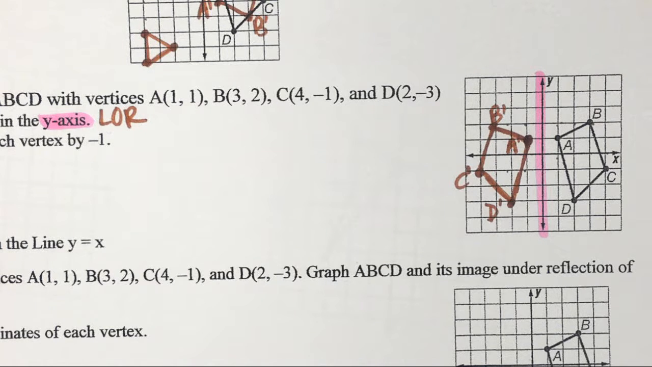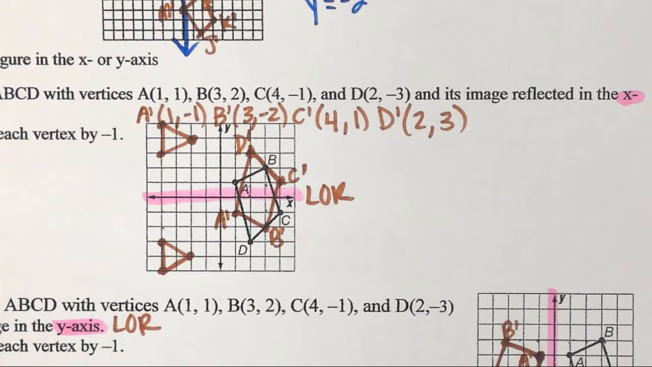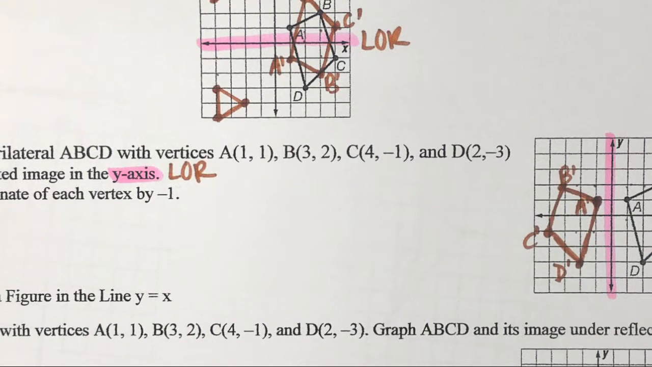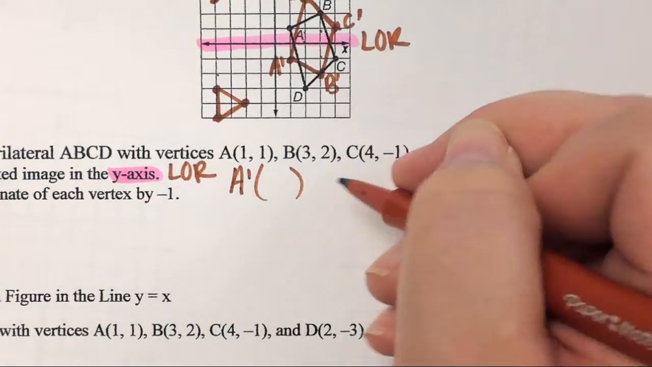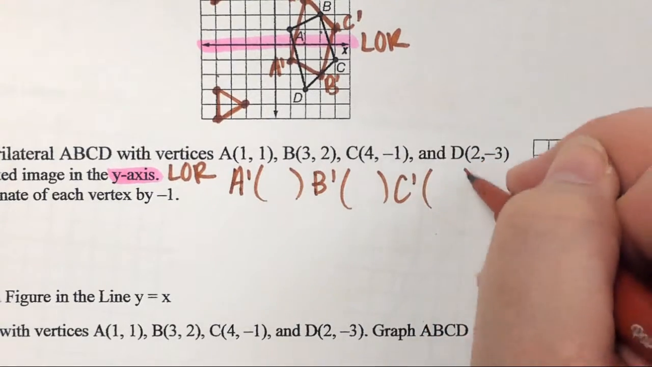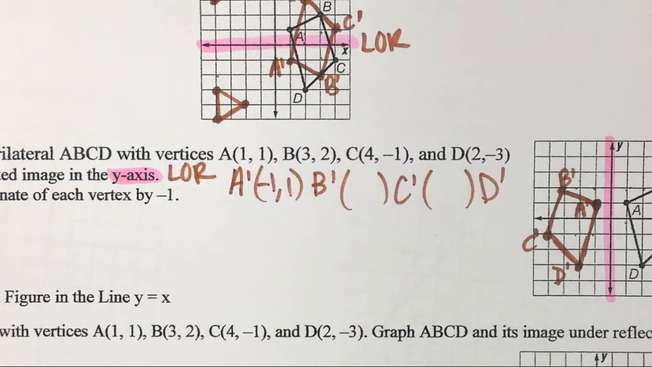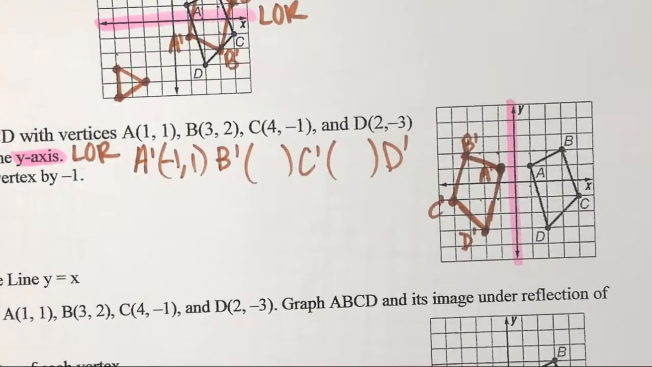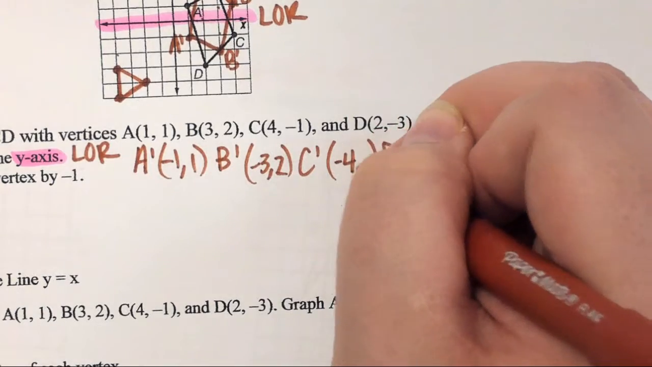In the same way that on the previous example, I said really what we were doing was changing the y-coordinate. So it was 1, then -1, 2, then -2. We're doing the same thing when we reflect over the y-axis. We're changing the x-coordinate. So can you tell me the coordinates for A prime, B prime, C prime, and D prime, please? And B? -3, C? -4, -1, D? -3.